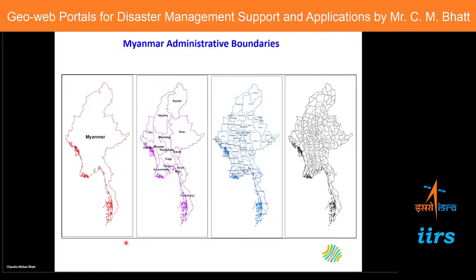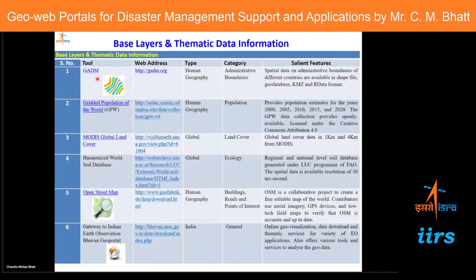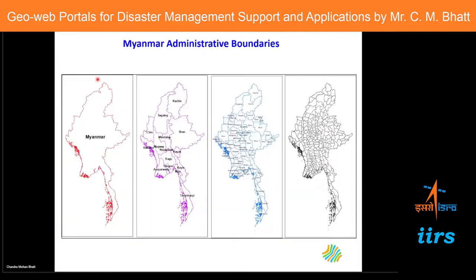This is an example from GADM, the first portal that I was speaking about. If you go to this portal, and you are interested in some country, I have taken the example of Myanmar, I can download the country boundary, then the second level boundary, third level, and I think even to the village level they have provided. So this database, free of cost for any part of the globe, can be downloaded.